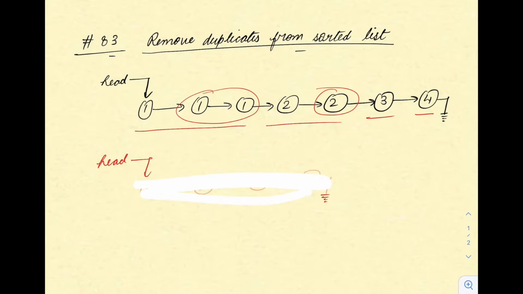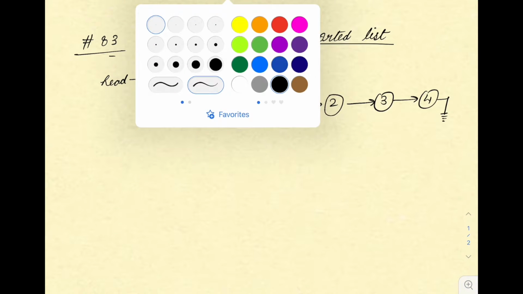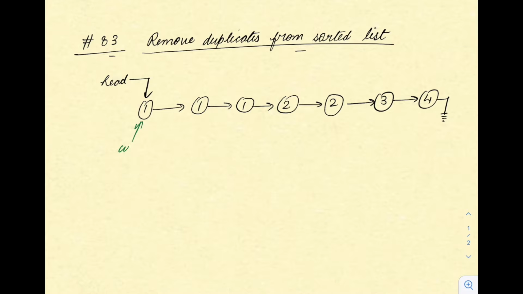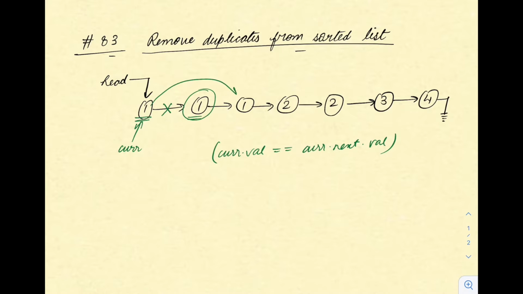So let's see how we can solve this problem using a single pointer. Now let's say we have a single pointer, current, which is pointing to the head node at the moment, and if its value is the same as that of the node next to it, then in that case we have to remove the next node, right? So the situation here is, if current.value is the same as current.next.value, then what we have to do is remove this connection such that it will point directly to the next node, such that this node can be deleted.